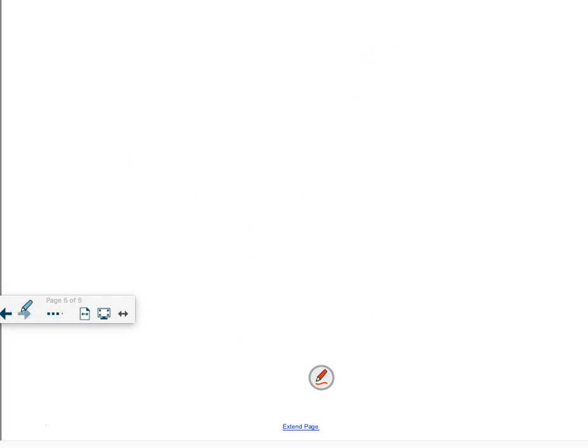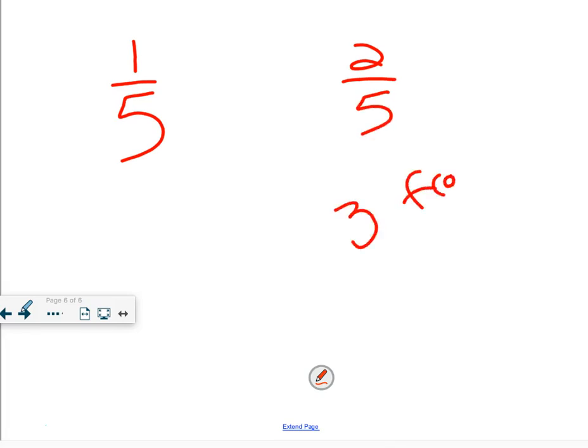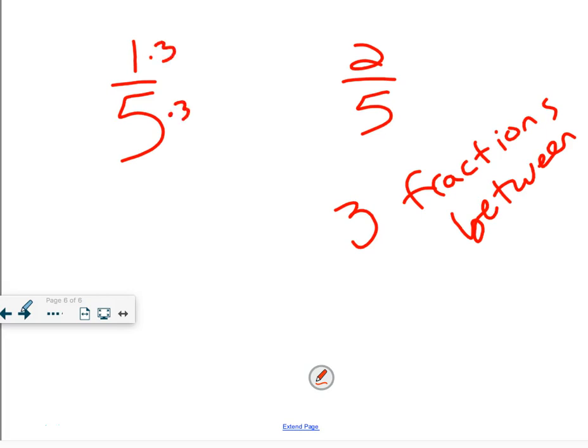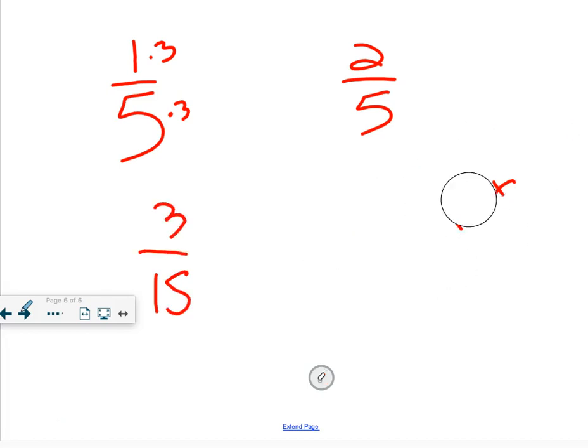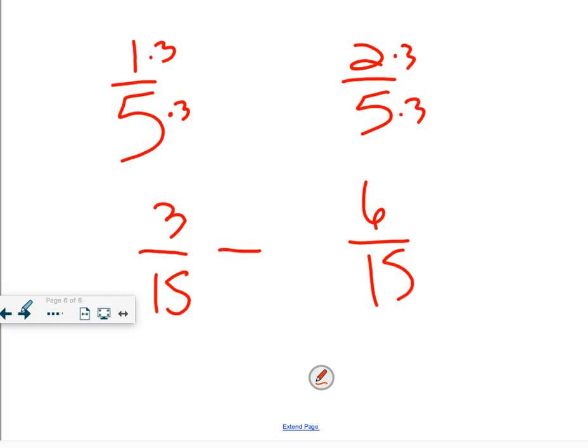Okay, now how about let's do 1/5 and 2/5. This time, I want you to find at least 3 fractions between. Pause and solve. Okay, so if I need to find at least 3, I'm going to multiply them by 3. So I'm going to do 15ths. It's going to be 3/15 on this one, and it's going to be 6/15. Uh-oh, I'm only going to have 2 here. Then in between them would be 4/15 and 5/15.